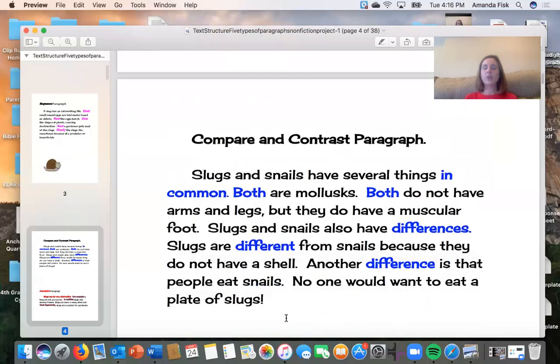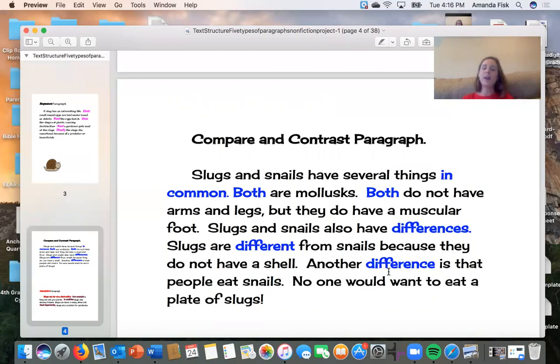The next text structure is comparing and contrasting. So you're going to think about how your organism or topic is like something else, and also how it's different. And again, I love that they've highlighted these different words to show me how they're the same. They use "both" or "in common," and they use "differences," "different," or "difference" to show me how they're different.